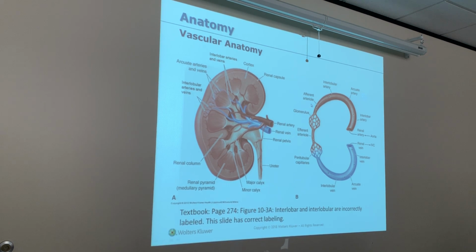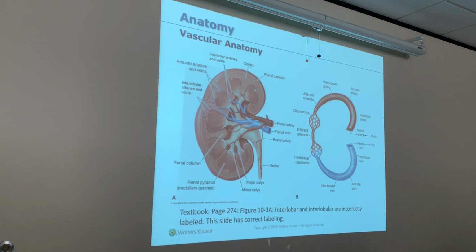Interlobar arteries, afferent, glomerulus, efferent, peritubular capillaries, interlobar veins, arcuate veins, interlobar vein into the renal vein into the IVC. Just a different way.